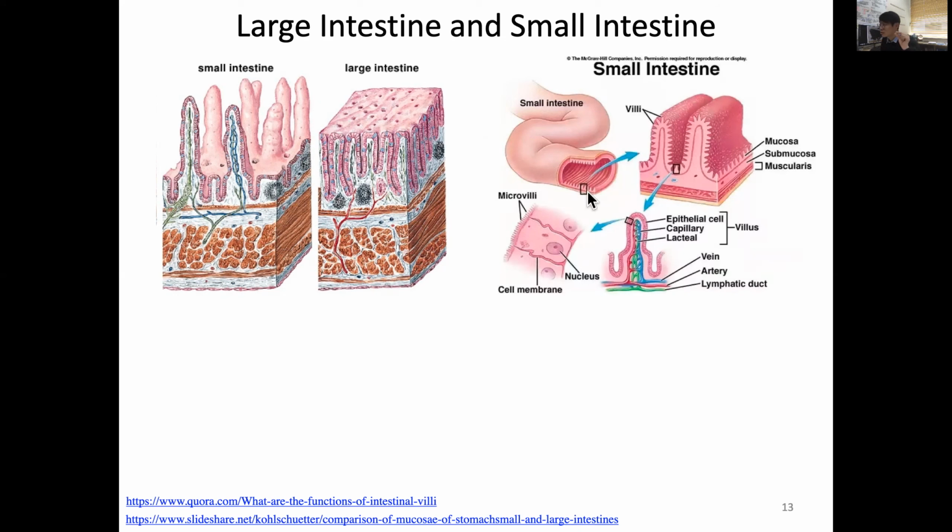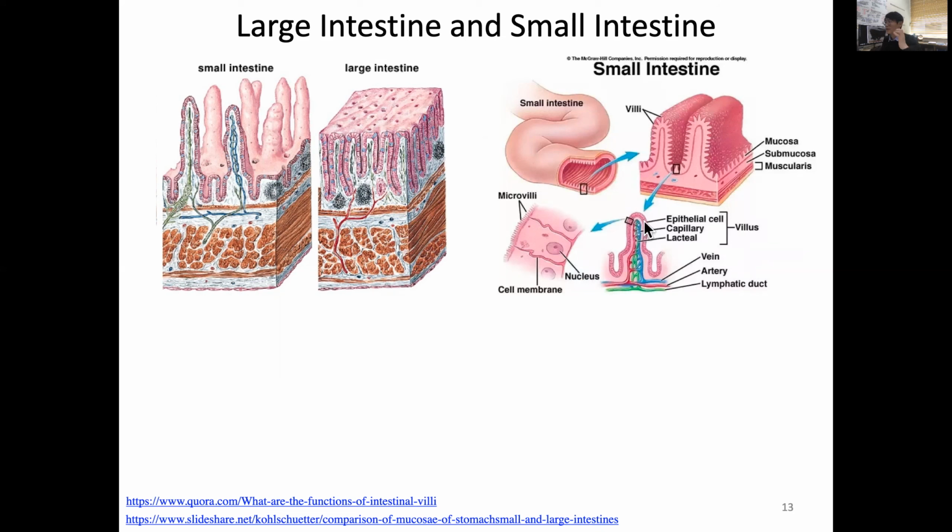And when you look inside more closely, you see this villi structure. This fold contains the outermost mucosa and underneath the submucosa, which connects to the muscular layer called the muscularis. And on each of these folds, you can see a little protrusion, which is called a villus, or multiple villi. You can see this villus is covered with epithelial cells.